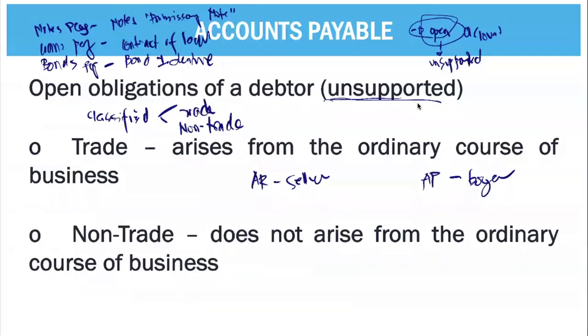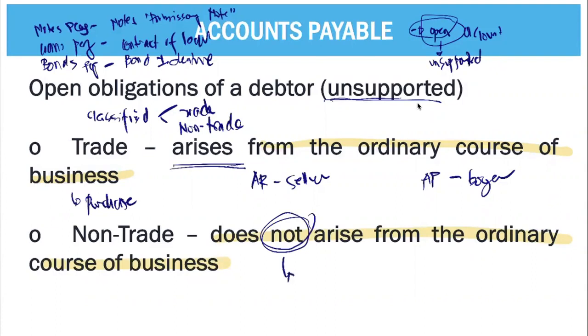So trade accounts payable arises from the ordinary course of the business. When we say it arises from the ordinary course of the business, it means it is due to your purchase. But non-trade accounts payable does not arise from the ordinary course of the business. So when you say it does not arise from your ordinary course of the business, it means it is non-purchase related.